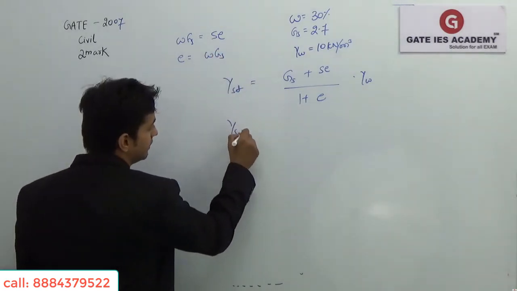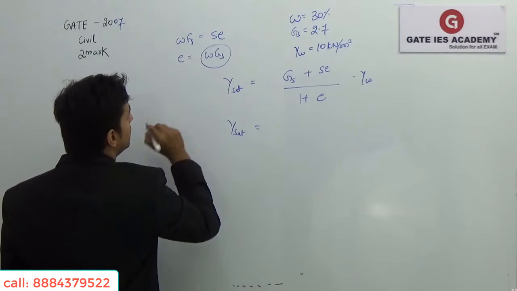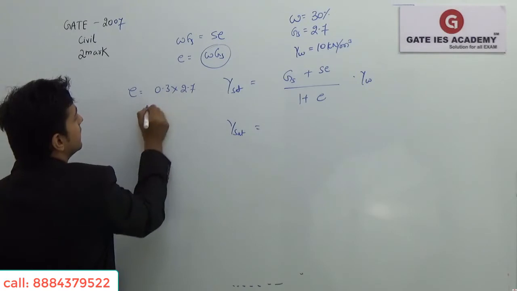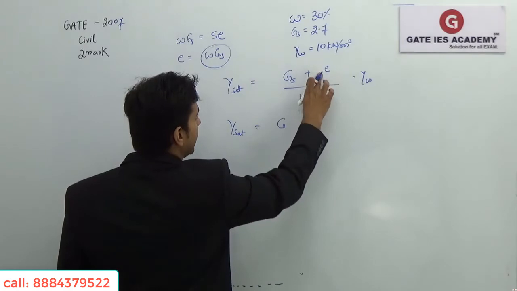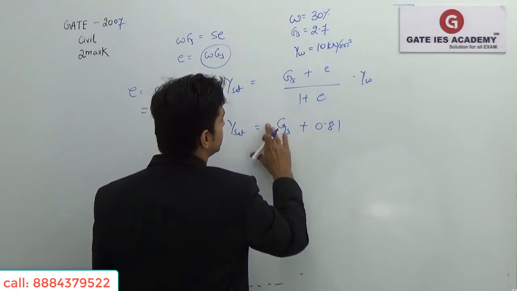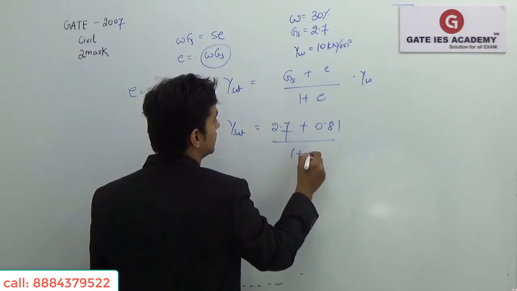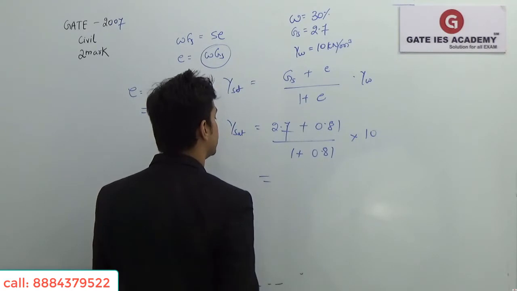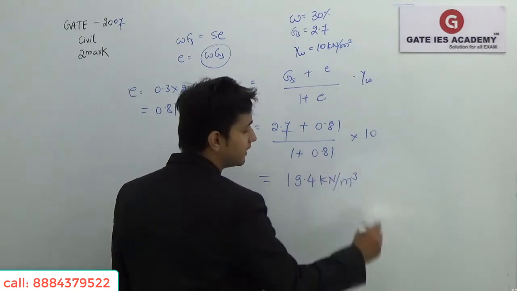So gamma saturated will be nothing but equal to, your e value can be easily calculated from here. So e will be equal to 0.3 into 2.7, that comes out to be 0.81. So we got our e value. Now, S is equal to 1 for gamma saturated. So Gs plus e, where Gs is already given as 2.7, plus 0.81, upon 1 plus 0.81, into 10, because gamma w is given as 10. So my gamma saturated comes out to be 19.4 kilonewton per meter cube.